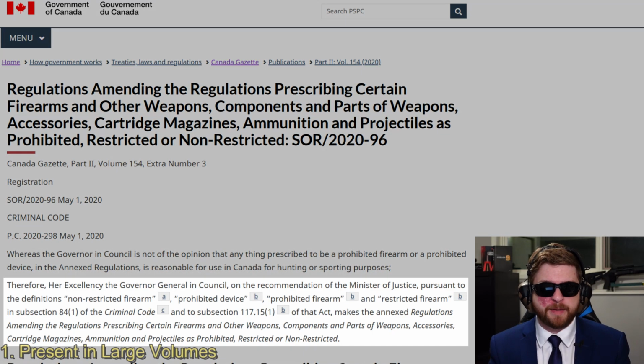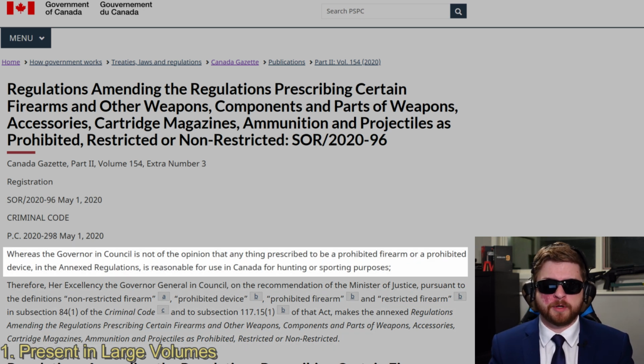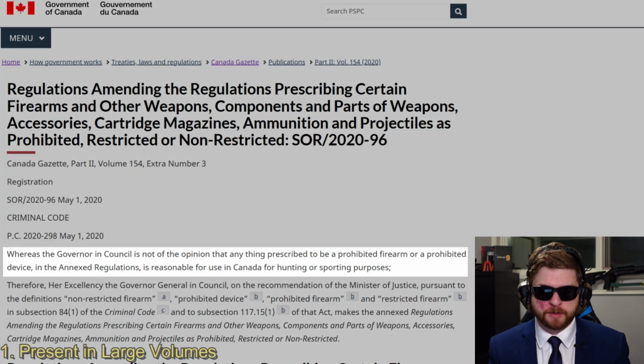This is an order in council. This order in council is bound by the statutory authority which gave them the power to prescribe. And even if we use the government's perverted interpretation of their authority under Section 117.15, the power here is very clear. We aren't technically asking whether or not these measures will help public safety. We're still asking whether or not these firearms are reasonable to use for sporting or hunting purposes, even though the government has wrongfully interpreted this threshold as inherently dangerous.